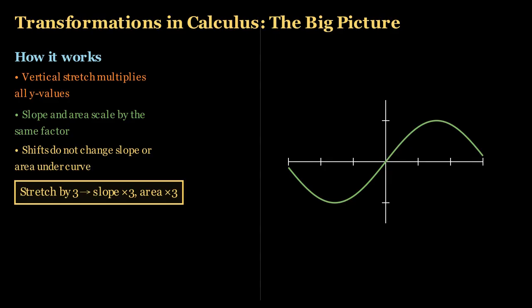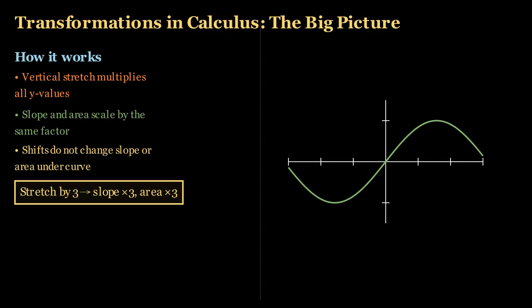Let's model a ball thrown straight up. Its height after t seconds is about -5t squared plus 20t plus 1. This is just the parent parabola t squared, but flipped upside down and stretched vertically by 5 for Earth's gravity, shifted right by 2 for the throw speed, and lifted up by 1 for the launch height.